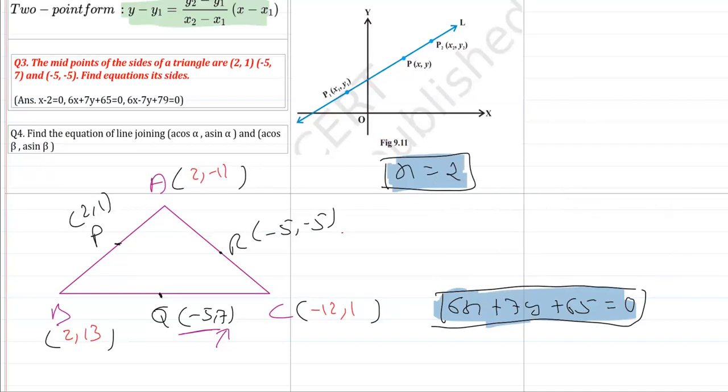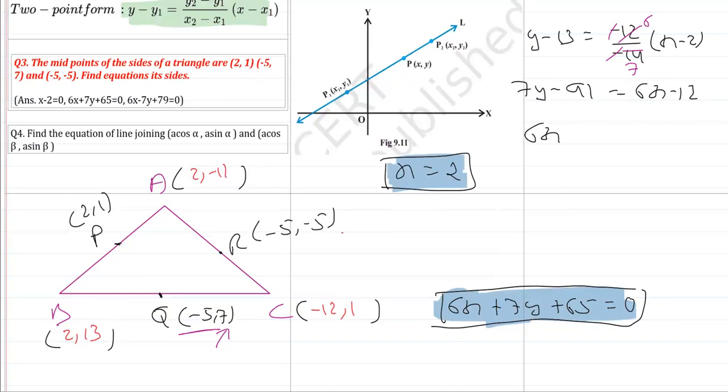So for the third line also we'll be applying the same thing. It's y minus y1, that is I'm taking 13 as y1, is equal to y2 minus y1, that is 1 minus 13, which is minus 12. And x2 minus x1 is minus 12 minus 2, that is minus 14. And x minus x1, that is x minus 2. Here minus gets cancelled. This is divisible by 2, 6 times, 7 times. Same way, we'll be multiplying 7y. 7 into 13 is 91, is equal to 6x minus 12.